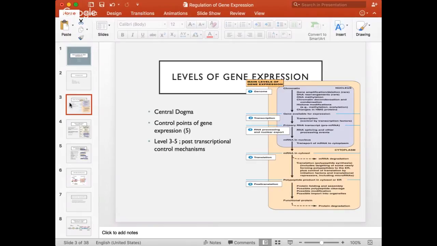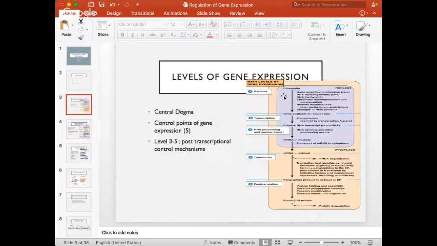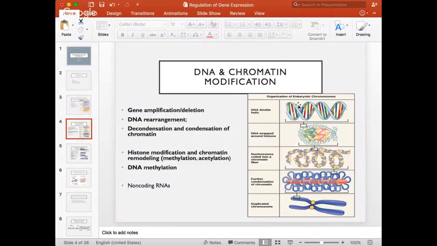So this next slide talks about the levels of gene expression. There are levels at which genes could be expressed. So there are 5 different control points of gene expression. We have the genome, the transcription, DNA processing, and nuclear export, which is post-transcription, translation, and post-translation. But generally, these last 3 steps are known as the post-transcriptional control mechanisms.